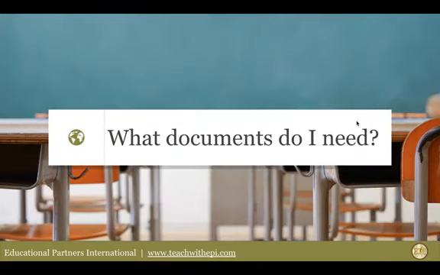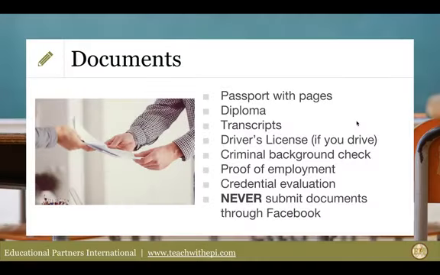EPI's application requires documentation to be sure that you are able to travel and teach in the United States. So what documents will you need to get to complete your application? Here is a list of the documents you will need to upload to your application before you are eligible for school interviews. We ask for copies of all pages of your passport, diploma, transcripts, criminal background checks, proof of employment, and a credential evaluation from an NACES approved company.